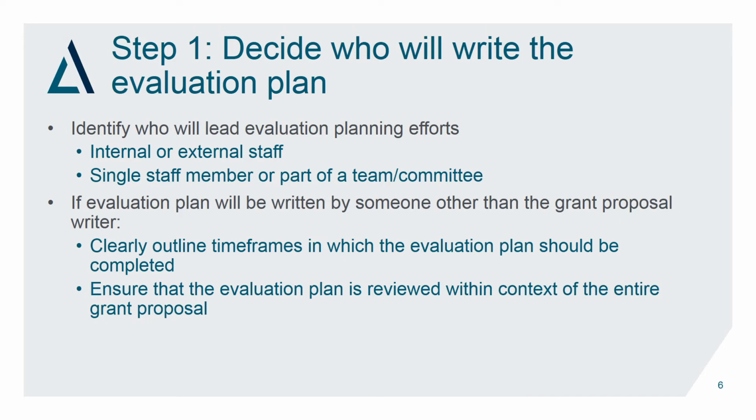The first step is fairly straightforward but critical: deciding who is responsible for writing the evaluation plan. It could be the grant writer or someone else on your team. It may be a committee of multiple staff members, especially if more than one department or organization operates the program. If you do have the plan written by a committee, you must be sure to be clear about each person's responsibilities and also have one person that's ultimately designated as the lead for writing the evaluation plan.